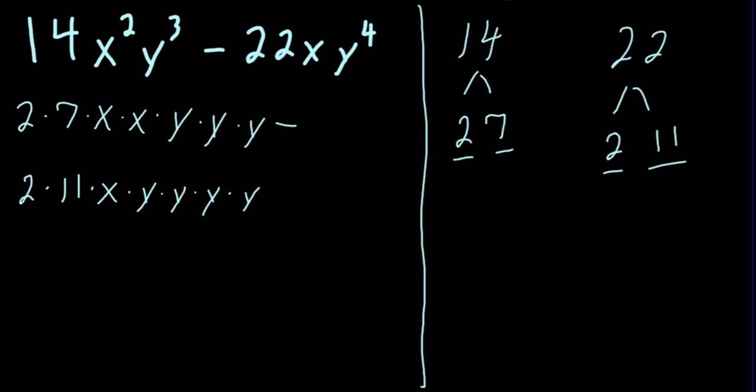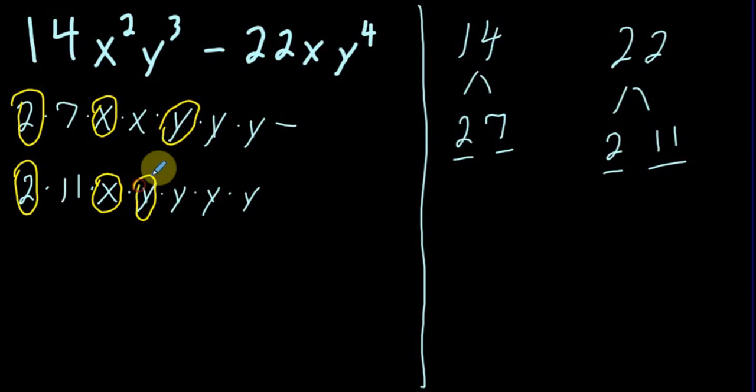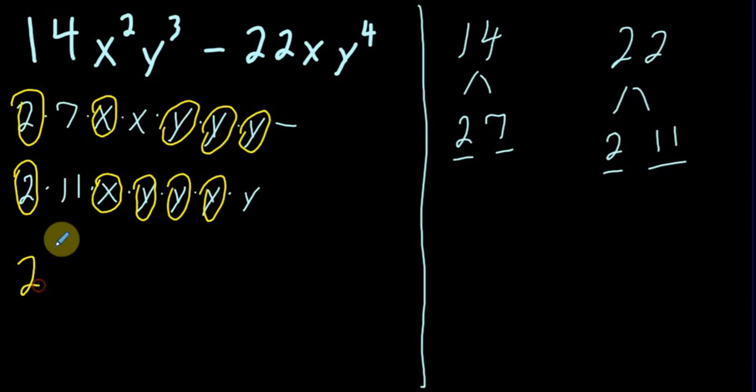And then again, we look, what do they have in common? 2, 7, 2, 11. So they both have a 2. Let's see, get some x's. There's 1 here and 1 here. This one has another one, but this one doesn't. We got some y's in common. 1 y, 1 y. There's another pair. This one has a y, this one doesn't, so I don't circle another pair. So they both have 1, there's a 2 and a 2, they both have 1 2.